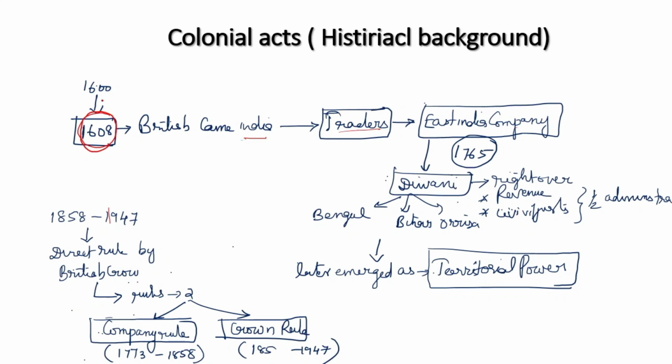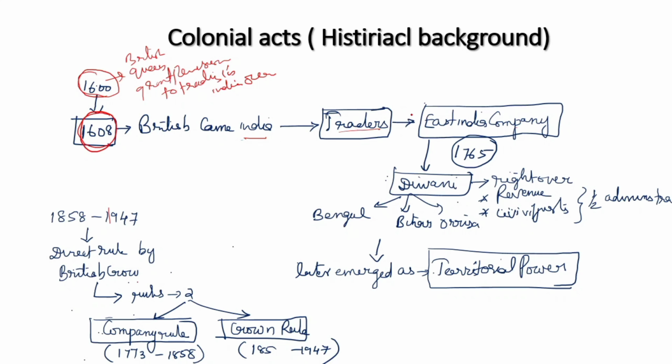Before they came, in 1600, this is the milestone year. What happened in 1600? The British Queen granted permission for trading in the Indian Ocean. After getting that permission, in 1608, the British came to India as traders.